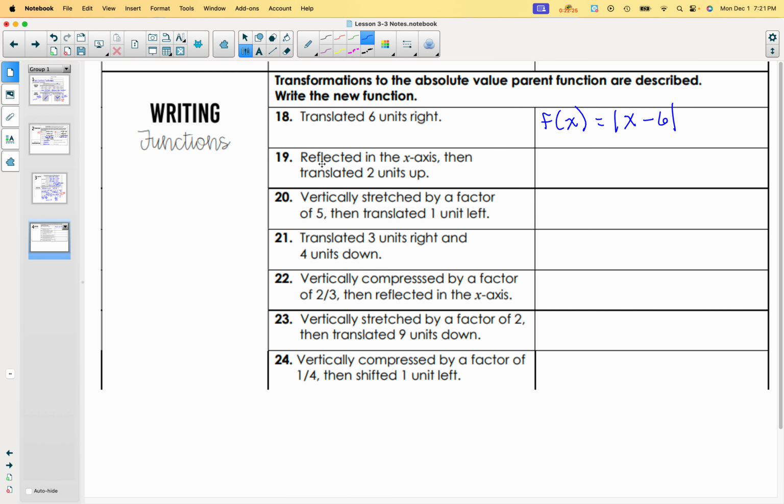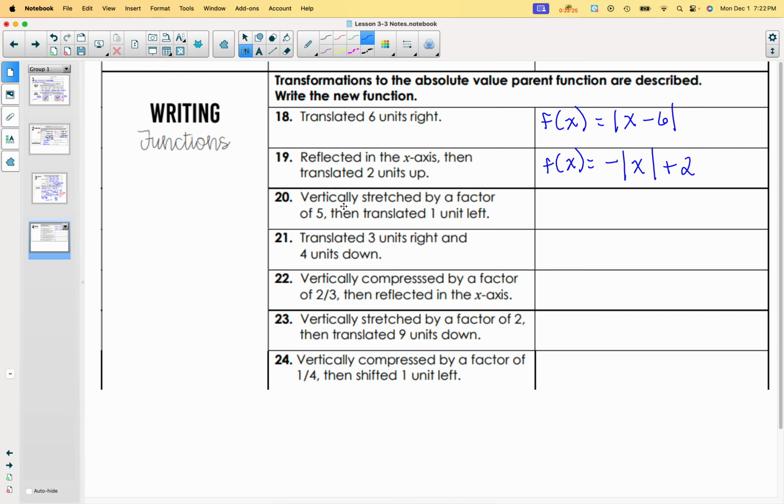Number 19, if I reflect in the x-axis, so reflect across the x-axis is what I would normally say, and then translate 2 units up. So if I'm going to reflect it across the x-axis, that means this has to be a negative. 2 units up means the +2 is going to be outside of my absolute value.